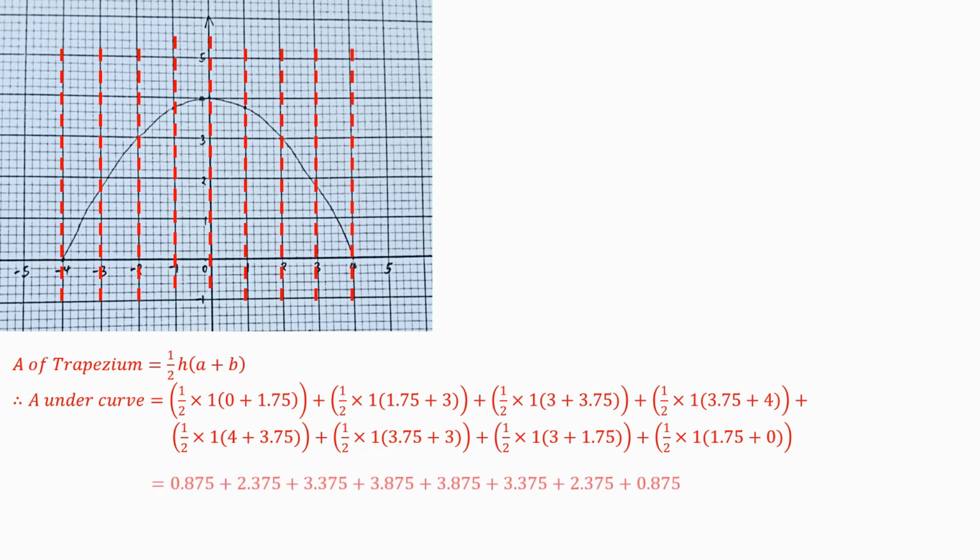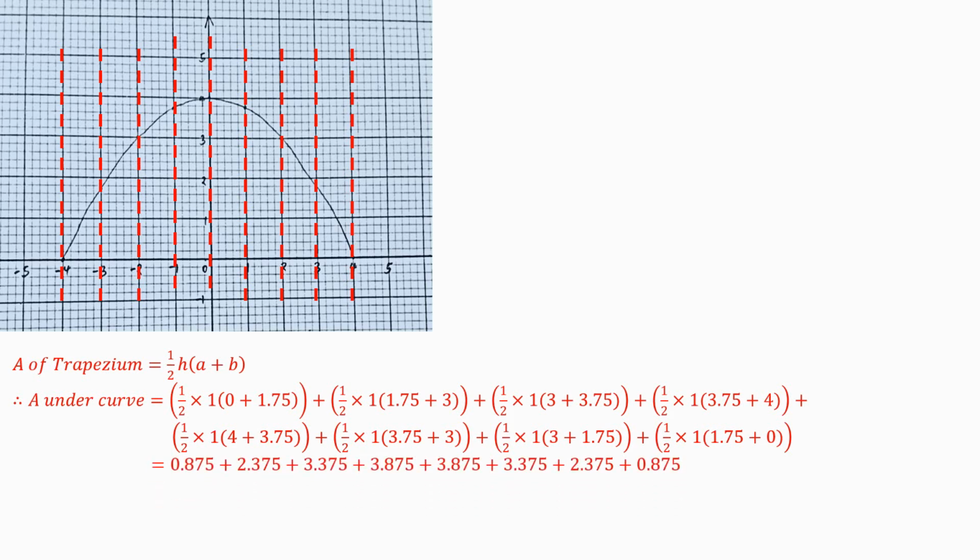This simplified will be 0.875 plus 2.375 plus 3.375 plus 3.875 plus 3.875 plus 3.375 plus 2.375 plus 0.875, and when you sum all these up, you obtain 21 square units. So that is the area under the curve using the trapezium rule with 8 strips.